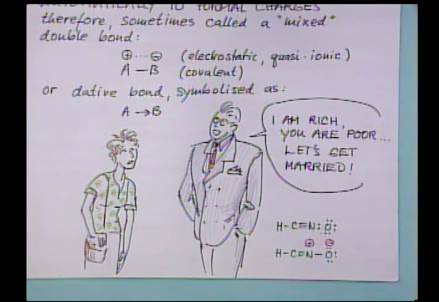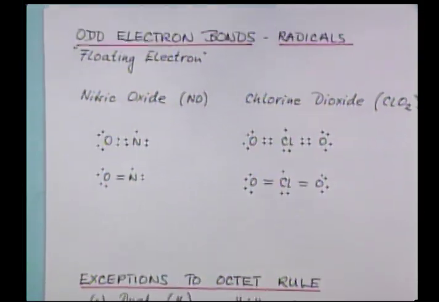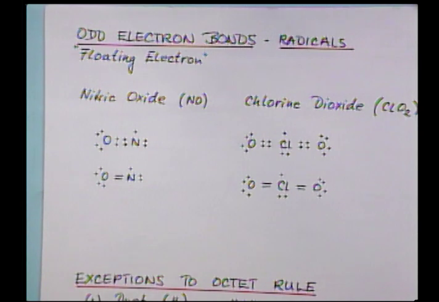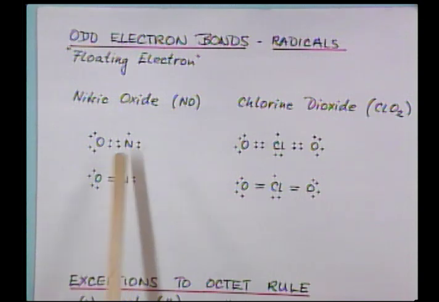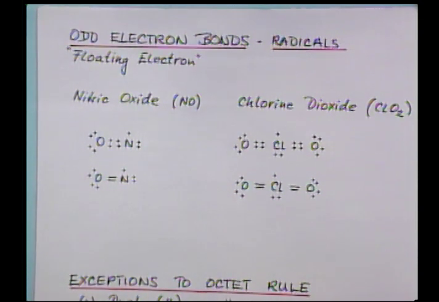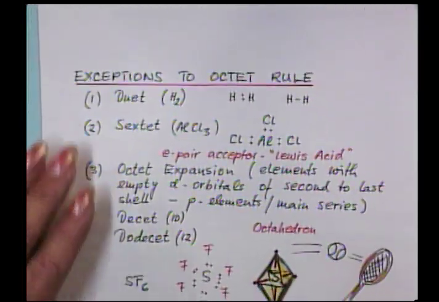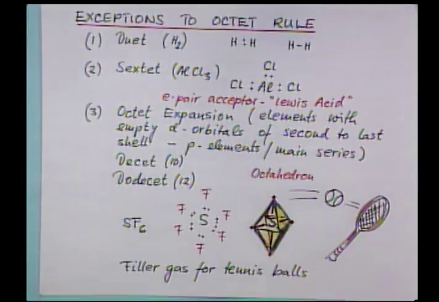Now we also have some unusual species, like odd electron bonded species. These are called radicals, and these electrons are sort of passed back and forth between the species. And we also have exceptions to the octet rule, which can be a sextet or an expansion to a dodecad.